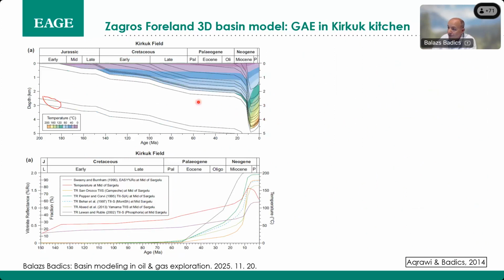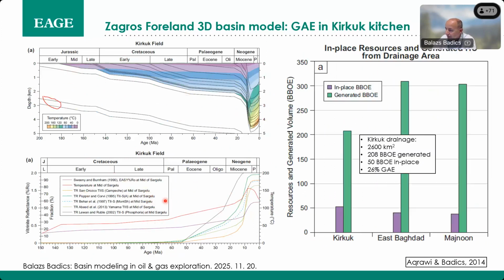And then we also looked at the timing of generation. We looked at different kinetic scenarios, and you see all the 5 different type 2S kinetics. And then we looked at the drainage area mass balance. In this article, we published the Kirkuk, East Baghdad, and Majnun fields. It's very easy to map the drainage area. In Kirkuk, for example, it's 2,600 square kilometers, and about 200 billion barrels of oil have been generated from the 3 source rocks that we mapped.